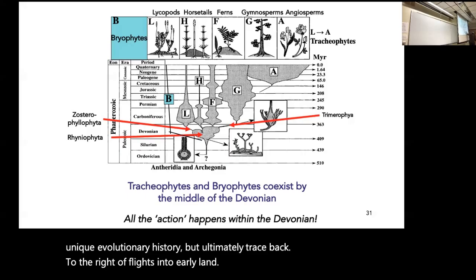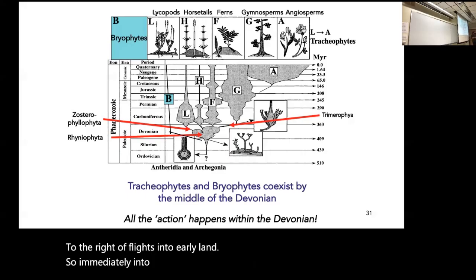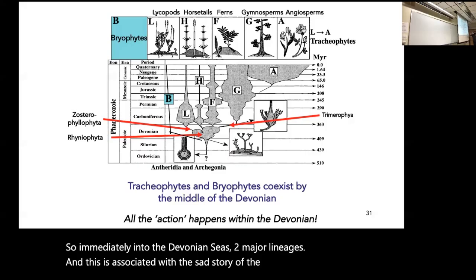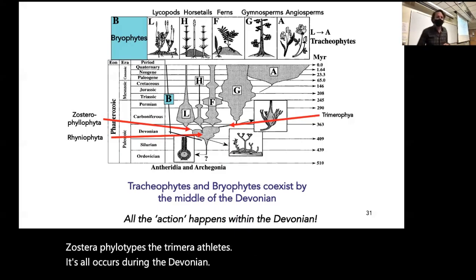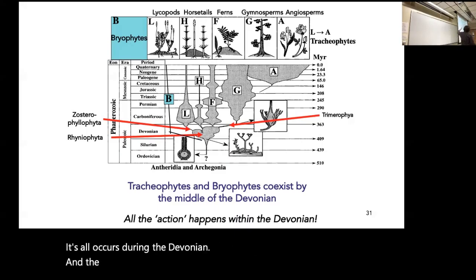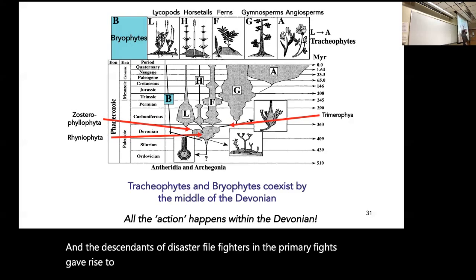So immediately into the Devonian, we see two major lineages. And this is associated with the sad story of the lycophytes. The Zosterophyllophytes, the Trimerophytes. This all occurs during the Devonian. And the descendants of the Zosterophyllophytes and the Trimerophytes gave rise to this incredible diversity of land plants we see today.